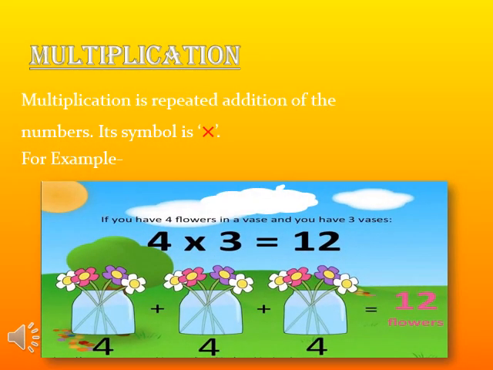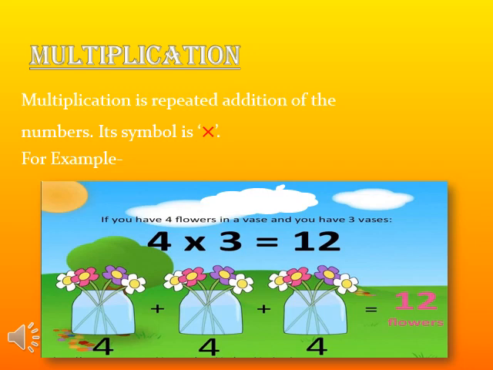Third mathematical operation is multiplication. Multiplication is repeated addition of the numbers. To understand the topic, children, look at the picture. In the given picture, there are 3 vases and each vase has 4 flowers. So, to get the total number of flowers, we can add 4 3 times.